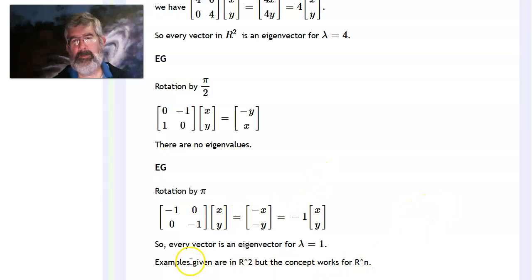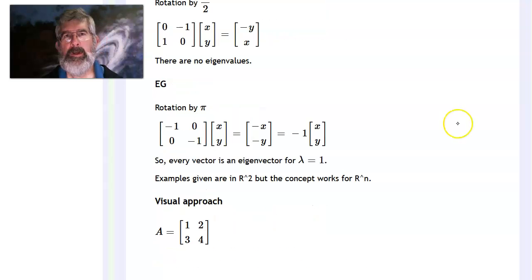And I want to point out that all the examples that I've given here are in R2, but the concept here was defined for Rn, and you can have eigenvectors and eigenvalues for any n by n matrix. It's just that it's easiest to work with and draw pictures of in R2. Speaking of pictures, let's finish this video with a visual approach. Take a look at the matrix 1, 2, 3, 4. I want to look at a vector and its image under the transformation TA and decide if I can see eigenvalues and eigenvectors.